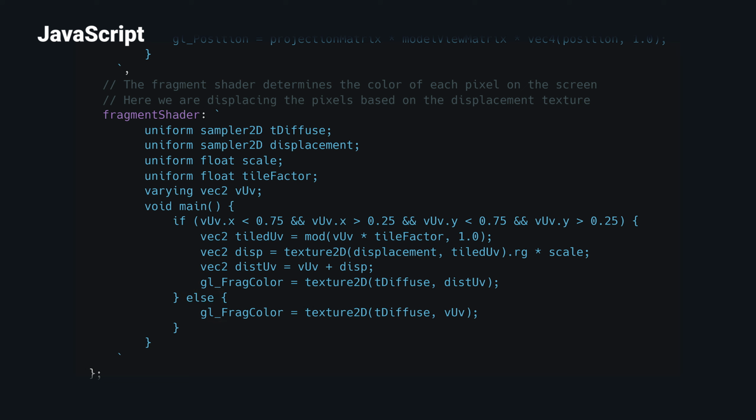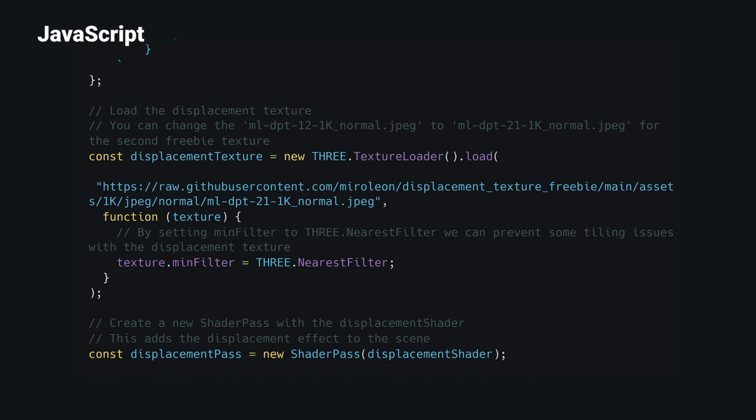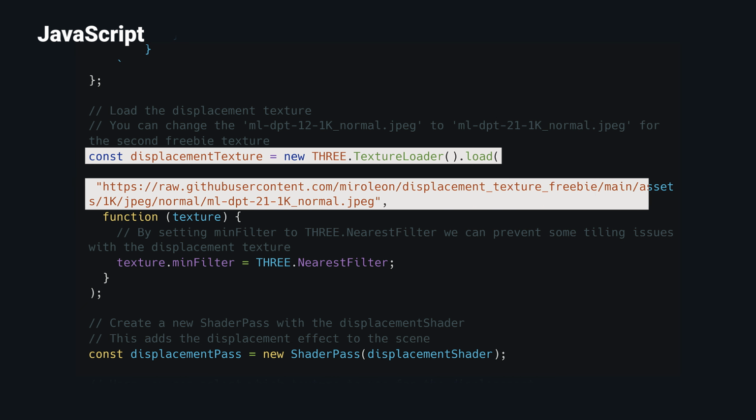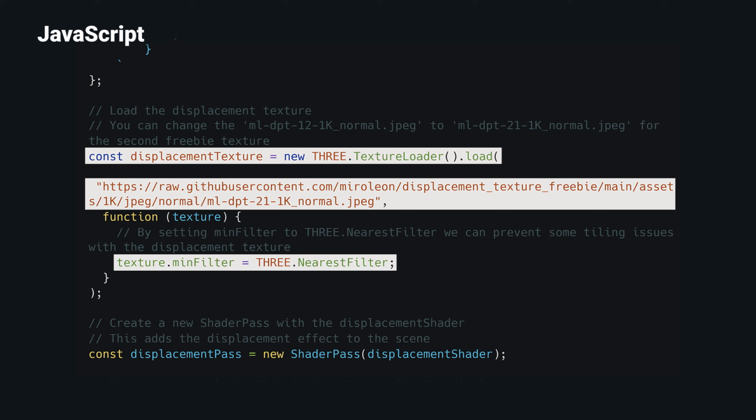But you might wonder where our displacement texture comes from. We didn't link to any file yet. For that we go to the next line, which sets the constant displacementTexture as a new THREE.TextureLoader, loading the displacement texture as an image file. Importantly, we set the minFilter equal to THREE.NearestFilter. This helps when tiling the texture by preventing empty rows between the tiles.